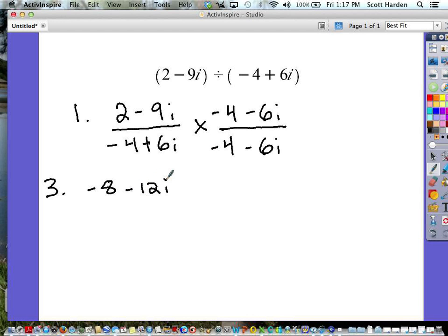Coach, is it okay if we do the box with these tops since we're multiplying? Can I use the box? Sure, absolutely. If you want to come over here and write your box out, you could. You could go 2 and negative 9i, and negative 4 and negative 6i. If that's how you want to do it, that's fine.